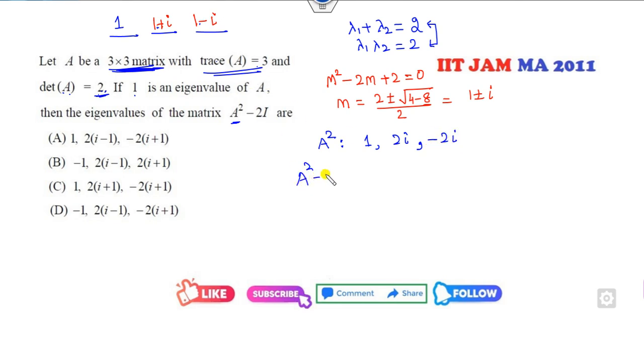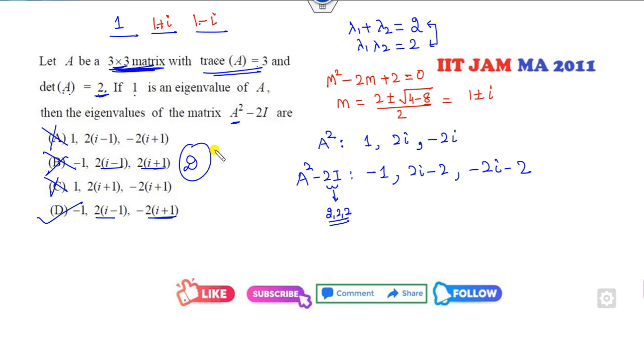Then what are the eigenvalues of A squared minus 2I? What is the eigenvalue of 2I? It's 2, 2 and 2 because it's 3 cross 3. So I can subtract: 1 minus 2 is -1. Then 2 iota minus 2, and minus 2 iota minus 2, but it's a plus sign. So the right option is D, it is my correct answer.